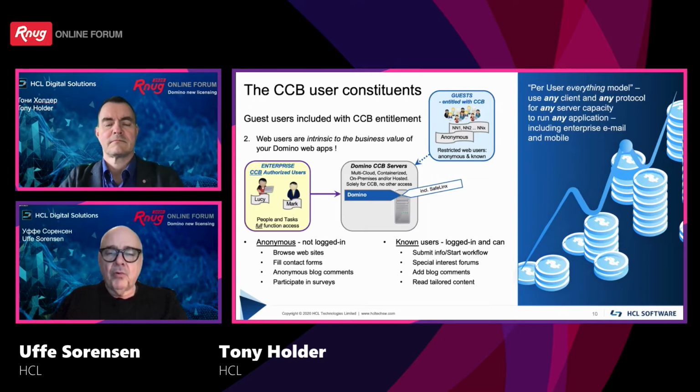But if you want to run a website for anonymous users, a browser user that comes to your company and browses information that you make available, that is included with the CCP license. So if your servers are licensed under CCP because you have set up all your internal users as CCP users, you can use Domino for any kind of anonymous web browsing, perfectly included. But we go one step further.